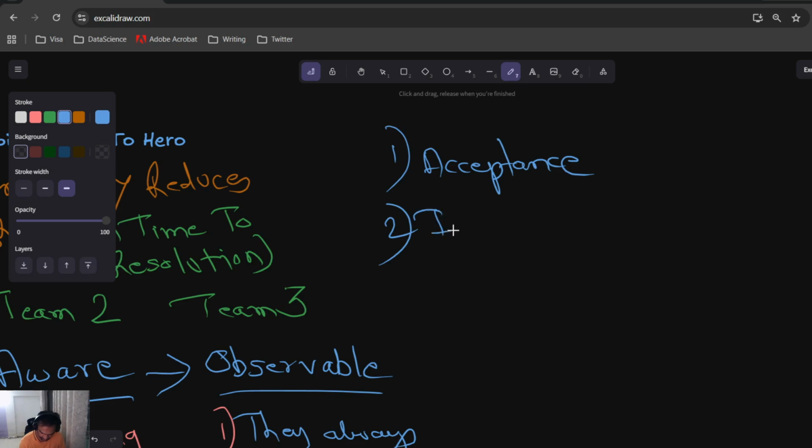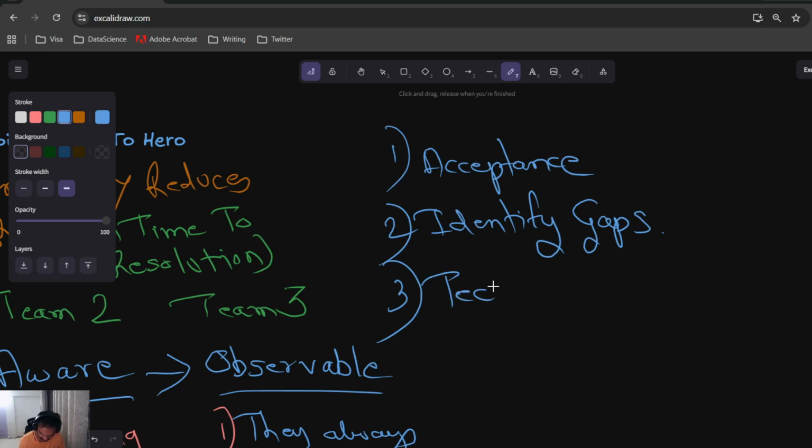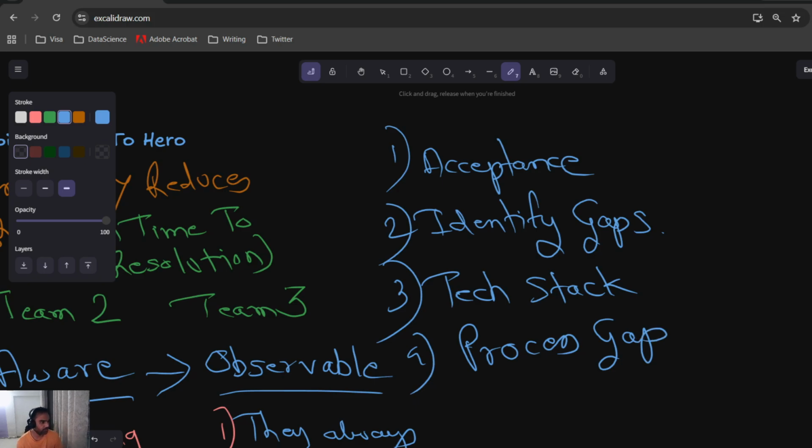Then, identify gaps. Third, tech stack. And fourth, process gap. Okay, so tech alone won't fix it. Tech plus process would fix your observability. That is the whole thing. Any of these four, or doing only any of these four, is not enough.